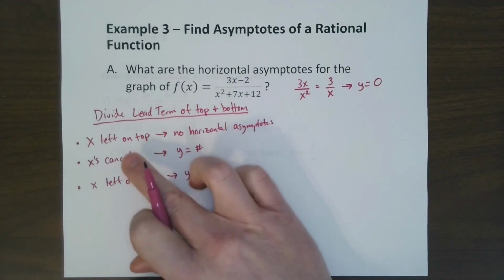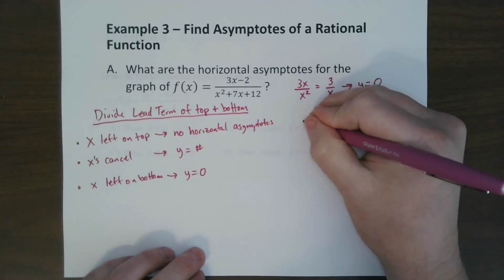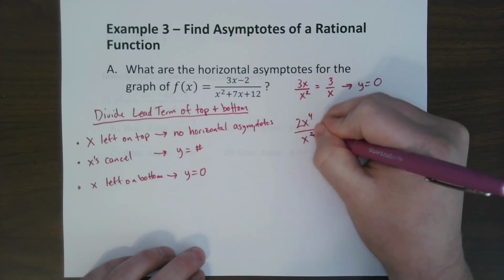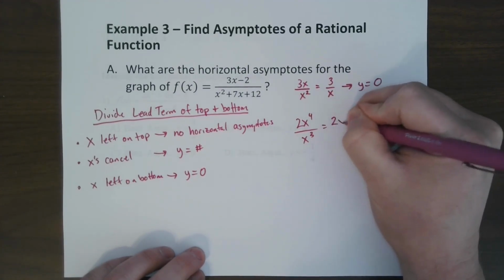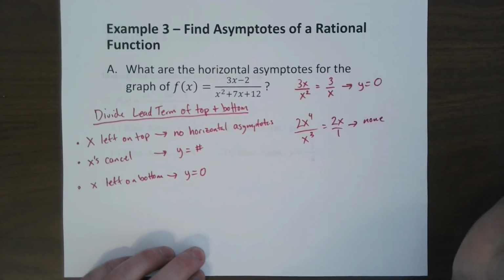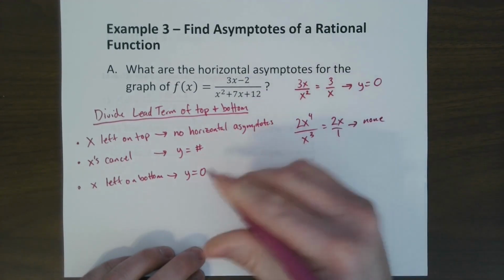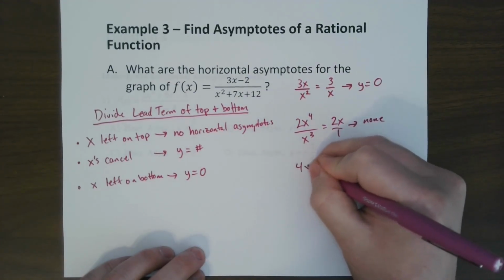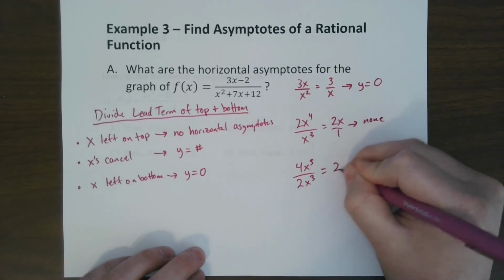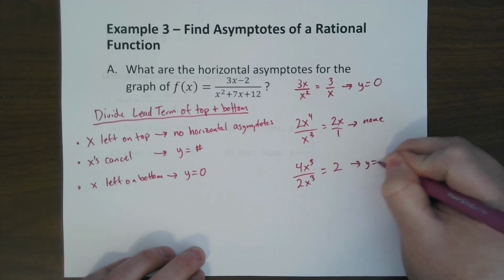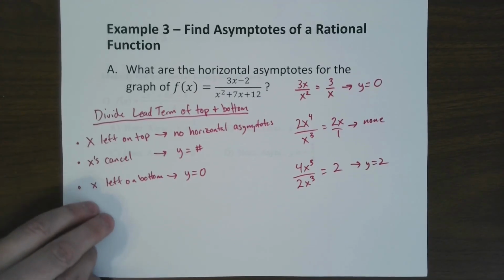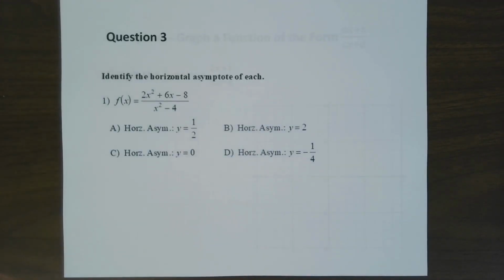So for example, what if x is left on top? What if I have 2x to the fourth over x to the third? That would give me 2x on top, so there'd be none. All right, what if they cancel? If I have 4x to the third over 2x to the third, and I get 2, that's your answer: y equals 2. Whatever you get here could be a fraction, could be whatever. Go ahead and try this problem.